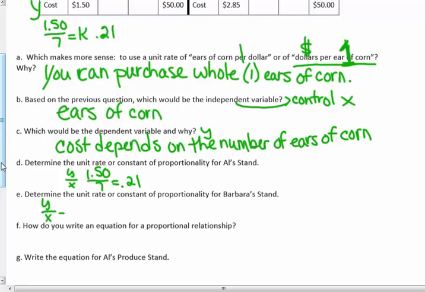So I've got to do the same thing now for Barbara's stand. And at Barbara's stand, it was $2.85 for 13 ears of corn. $2.85 divided by 13, you get 0.2189, and yes, it's a number greater than 5 here. So we're going to round up to 22 cents per every ear of corn. That's what it means. 21 cents per ear of corn at Al's. 22 cents per ear of corn at Barbara's.